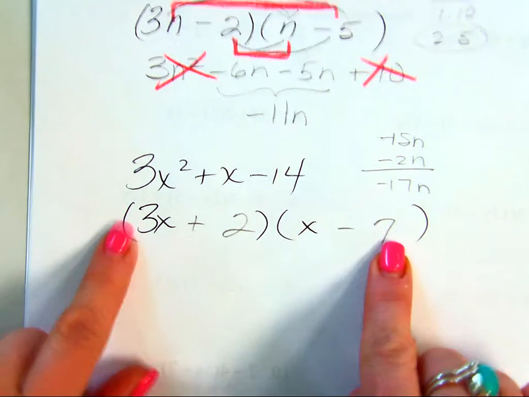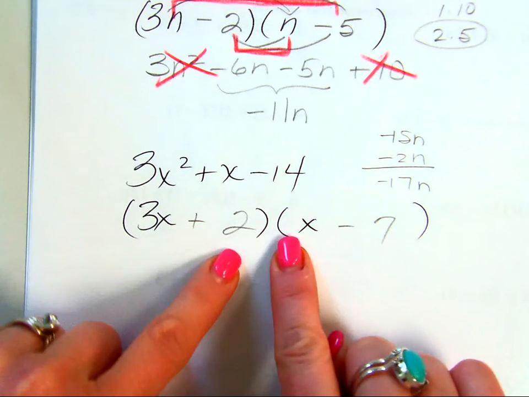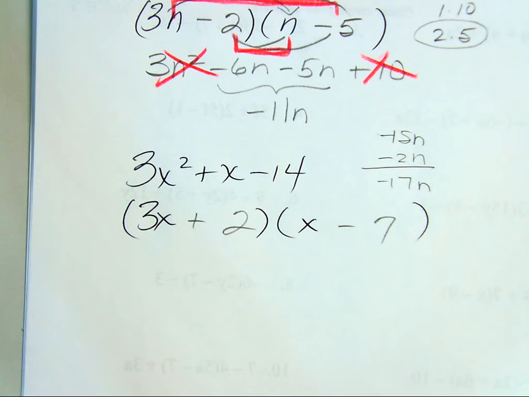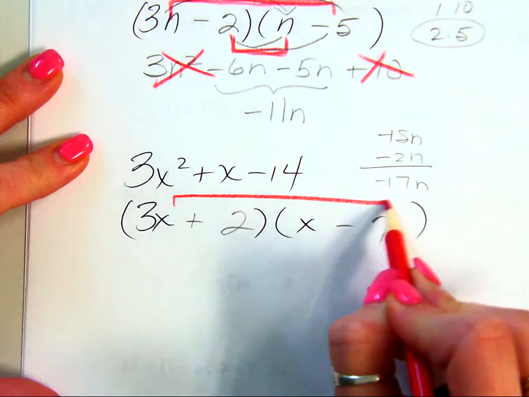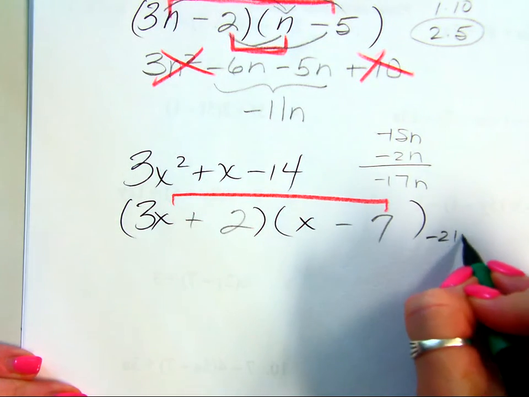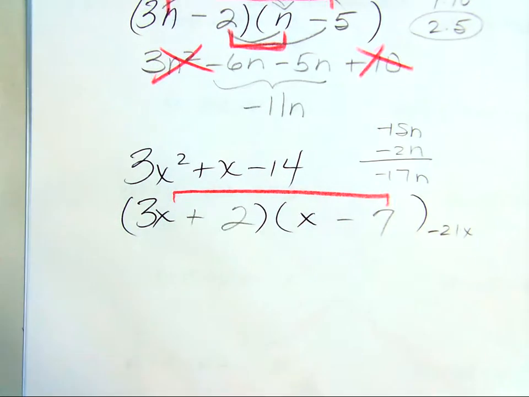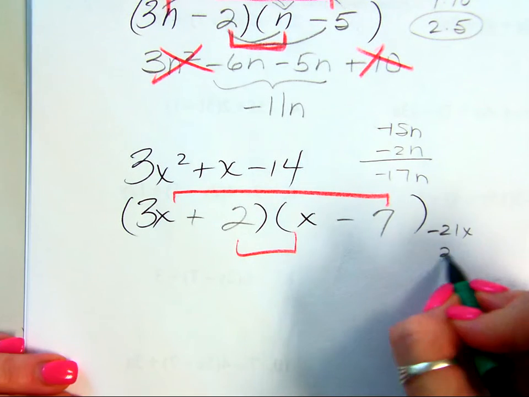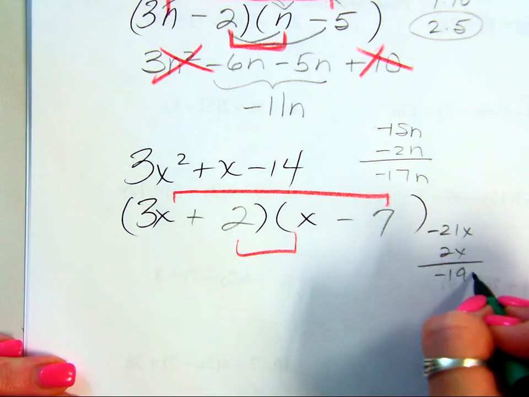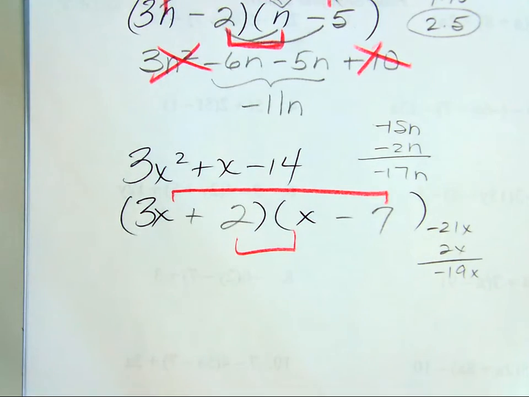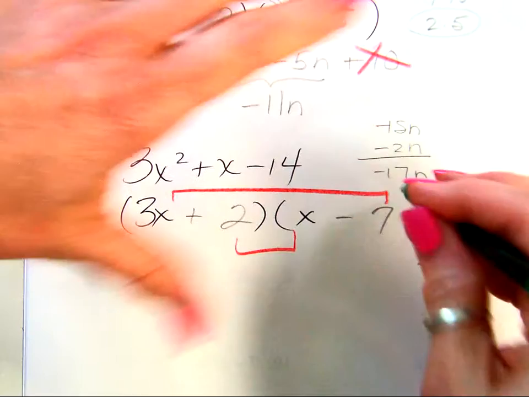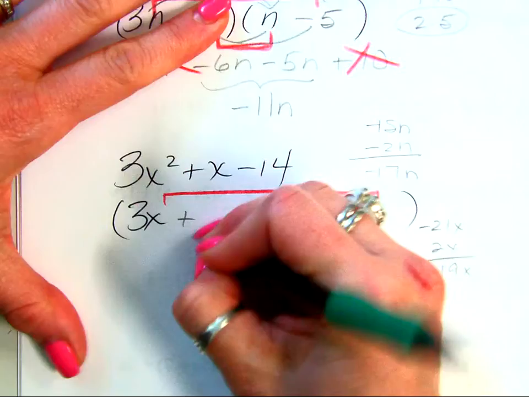Like they would say, that's a negative 21, that's 2. Like that's not going to work, is it? Because this is going to give me negative 21. This is going to give me positive 2x. That's negative 19x. I need a positive 1. So you know what you've got to do? You've got to switch this, and you've got to switch this.